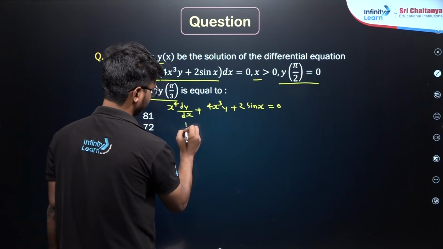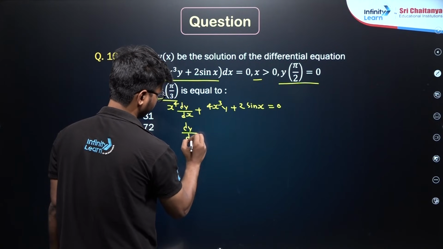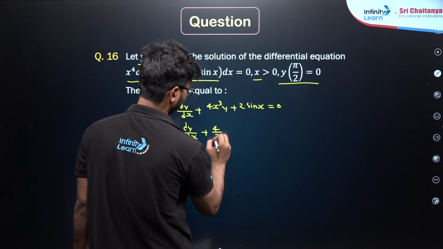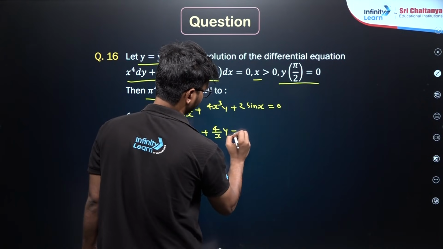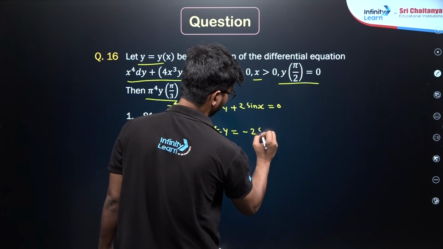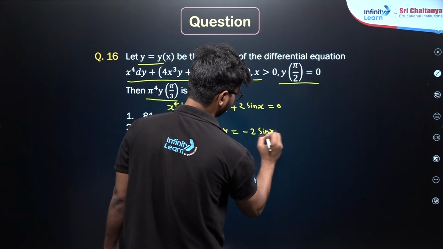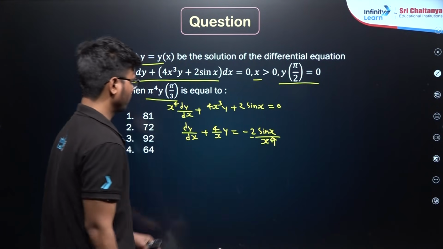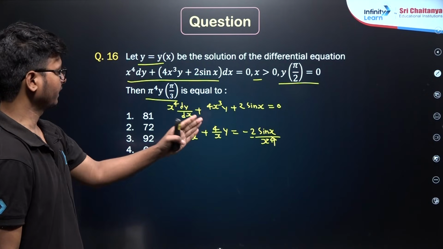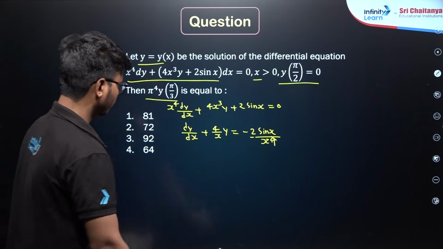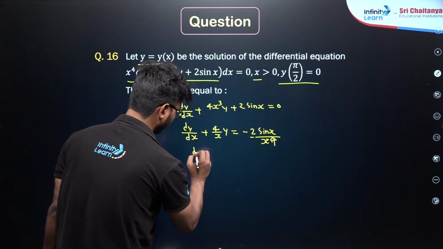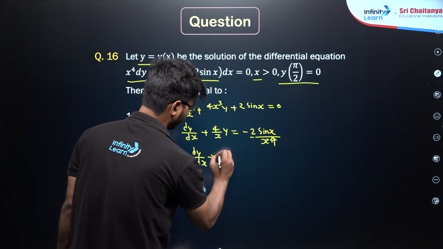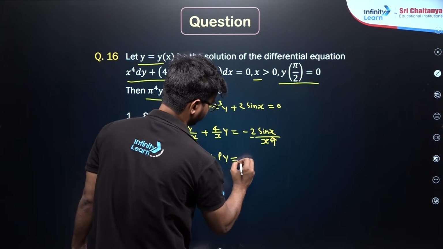Now I can write this as dy by dx plus 4 by x times y equals to minus of 2 times sin x upon x to the power 4, again dividing by x to the power 4 throughout. So if you observe, we are getting the form dy by dx plus p of y is equals to q of x.